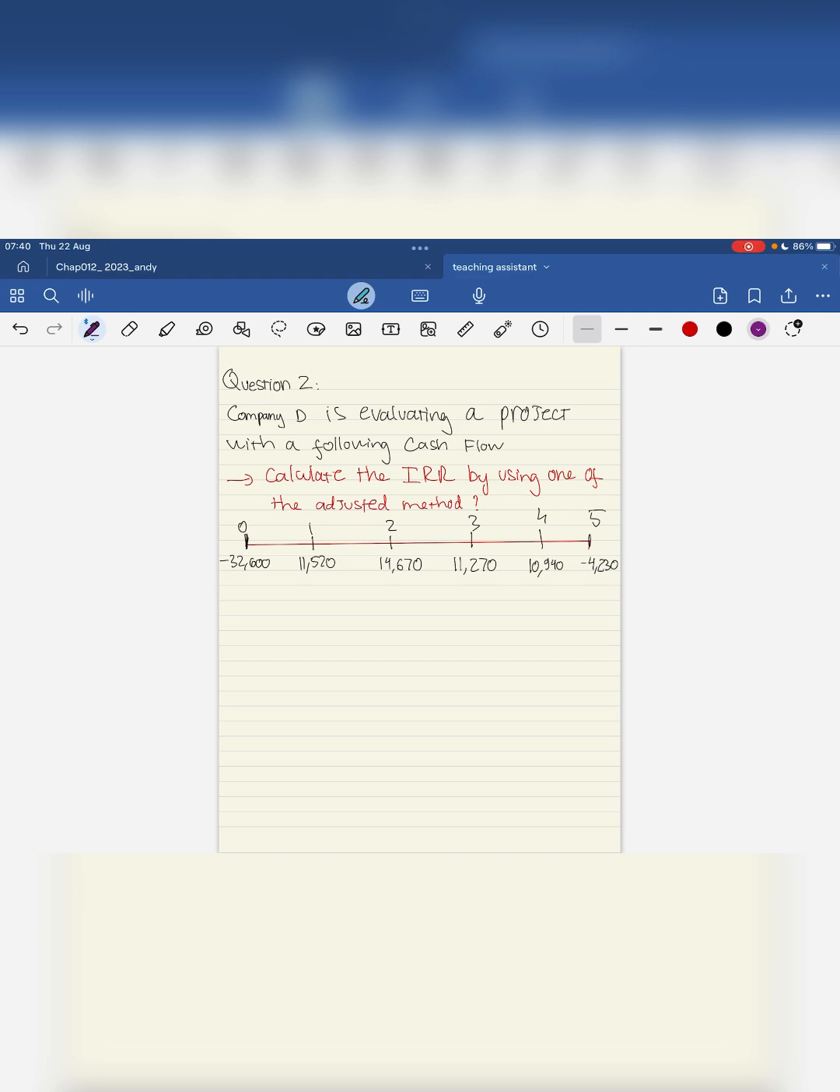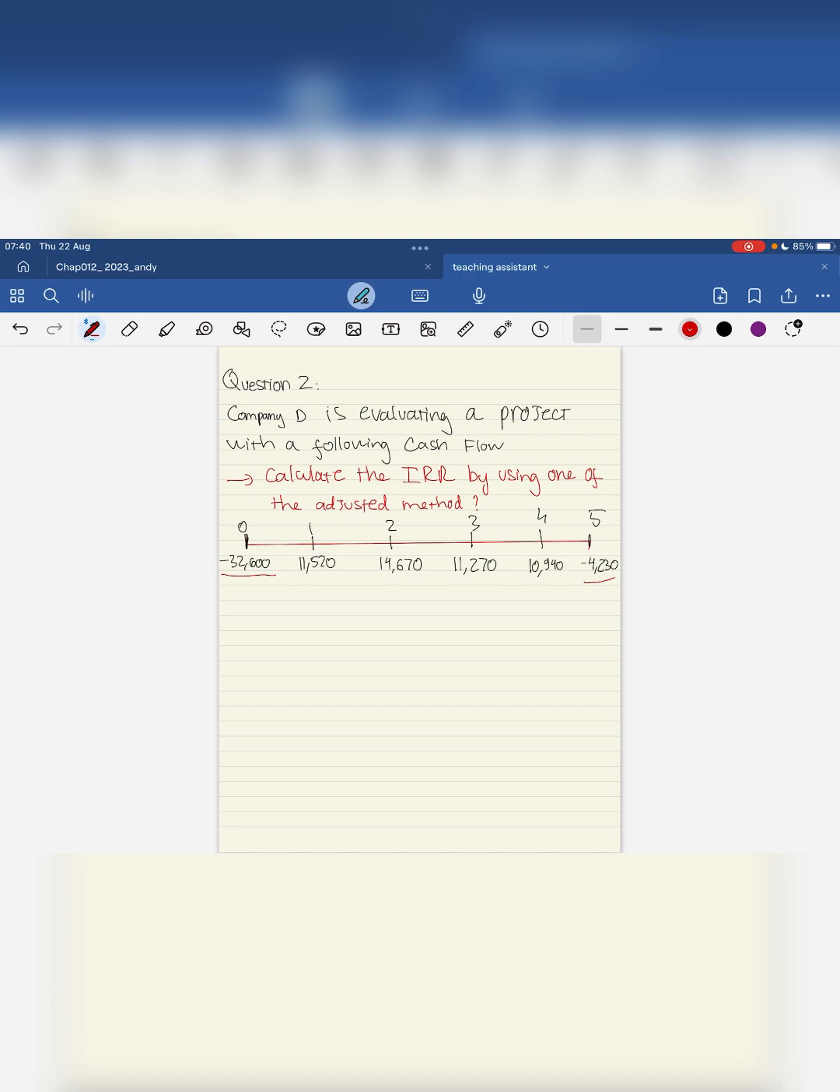Question number 2. Company D is evaluating a project with the following cash flow. Calculate the IRR by using one of the adjusted methods. So for this question, why do they ask to calculate the IRR by using one of the adjusted methods? The answer is simply because the cash flow we can see here changes sign more than one time. First year we have minus 32,600, and at the end of the period we have minus 4,230. This indicates that this is not a conventional cash flow, but a non-conventional cash flow.